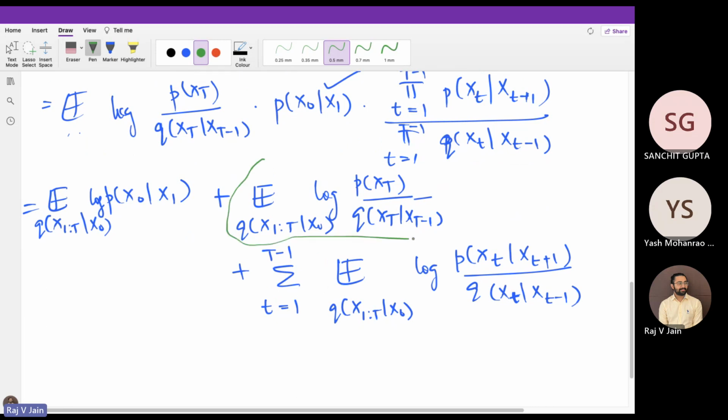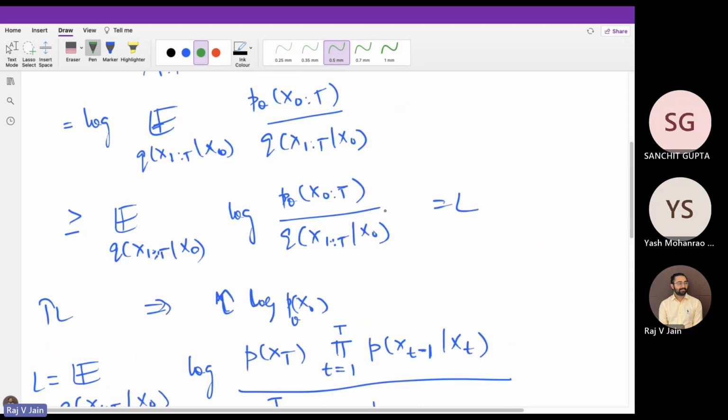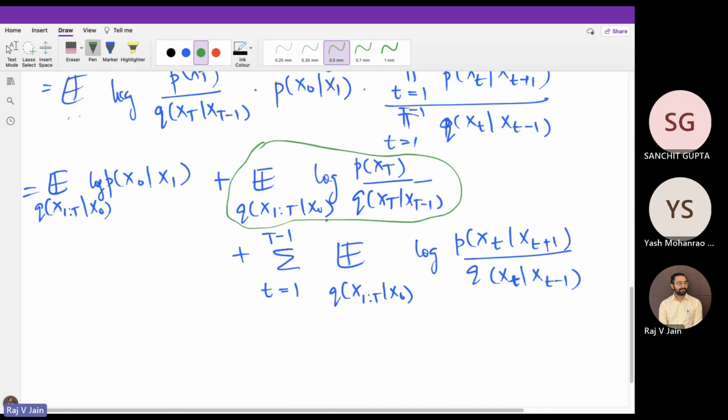If we're trying to optimize this function, are there any parameters in this particular term? The parameters of theta, right? P theta, the parameters of the neural network. Are there any parameters here? This is Gaussian, and this is also Gaussian, but again no parameters. So this term we can effectively just ignore while trying to optimize this.